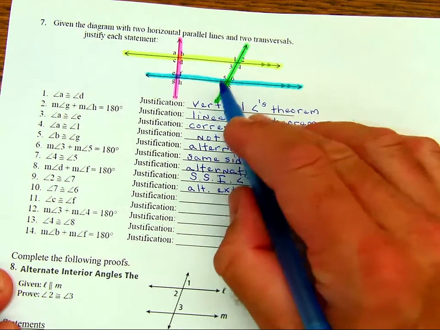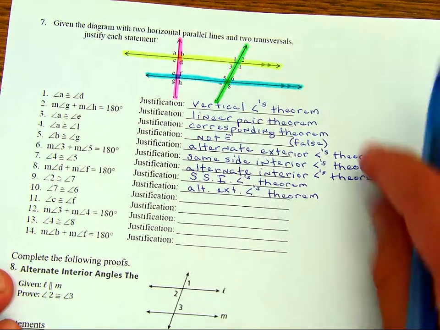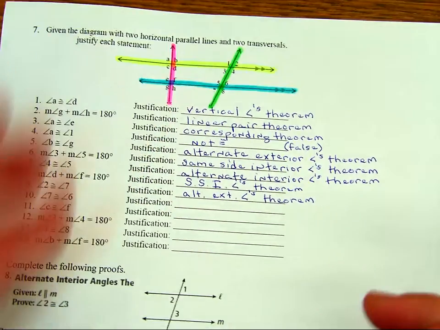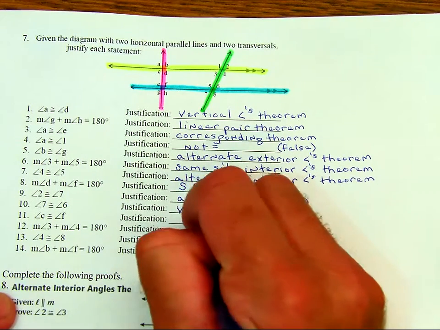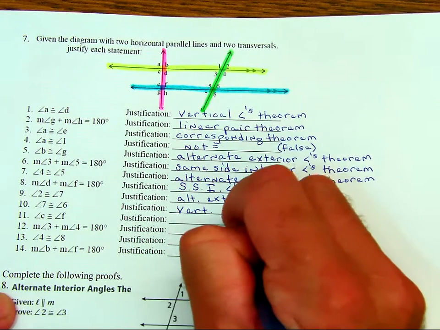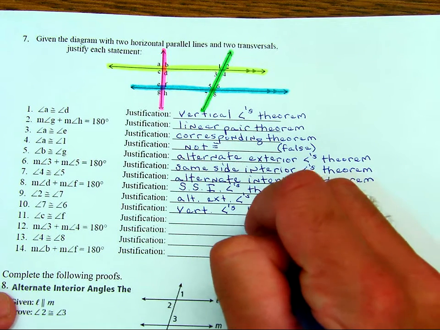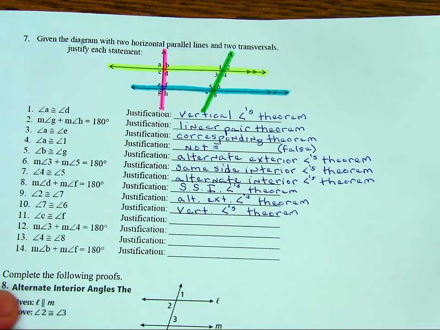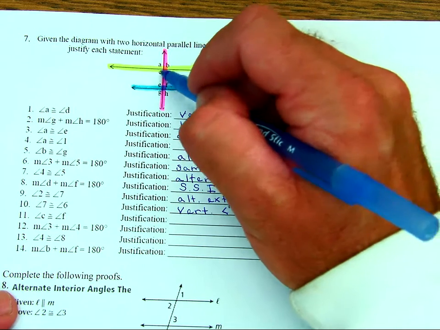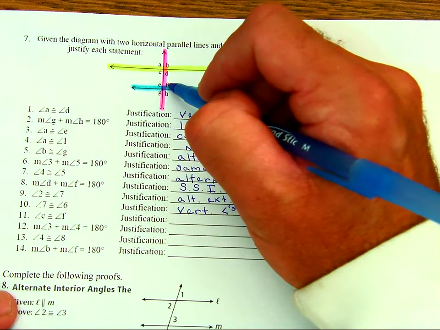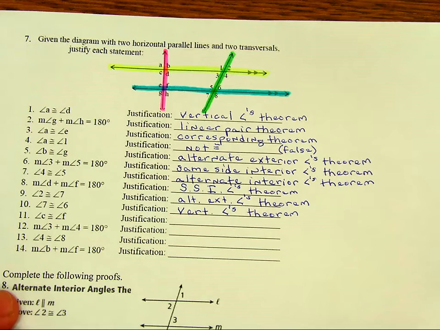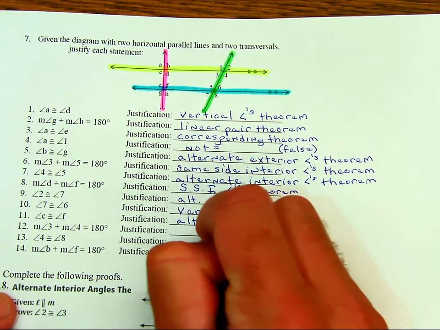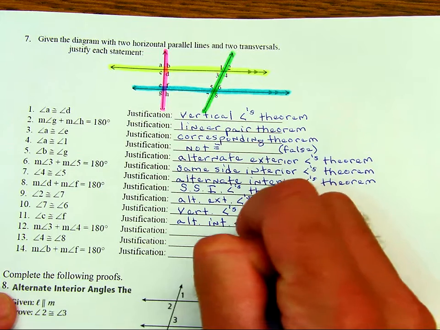Okay, angle 7 and angle 6 are congruent. The reasoning is vertical angles are always congruent. Vertical angles are non-adjacent angles formed by intersecting lines. So it's the vertical angles theorem. Okay, next it says that angle C is congruent to angle F. Again, interior angles on alternate sides of the transversal. So this is true because of the alternate interior angles theorem.